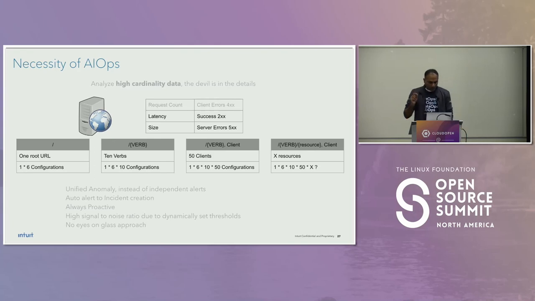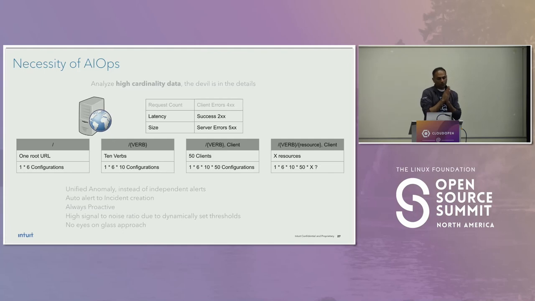Instead of relying on individual configurations, what we do is we have a unified anomaly instead of independent alerts. So this unified anomaly is the same anomaly across all of the use cases that you're seeing on the top. It does not matter. If a new client shows up, the system learns itself automatically and adjusts its anomaly score. Number 2, why is anomaly score important? We use it to drive our incident response. So when anomaly score exceeds a certain threshold, we drive alerting, and from the alerting, we drive the incident creation.